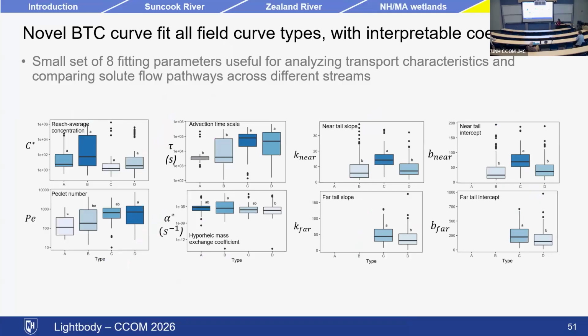The coefficients that he used, I introduced these to you early in the talk. These are the same ones: the reach average concentration, the Peclet number, the advection timescale, the hyporheic mass exchange coefficient, and then the slopes of the tails. There were some differences between these different streams. You can see in these boxes that there's some variation from river to river. The type of the curve didn't really matter that much, suggesting that we can't resolve these far tail slopes if the curve does not continue long enough.